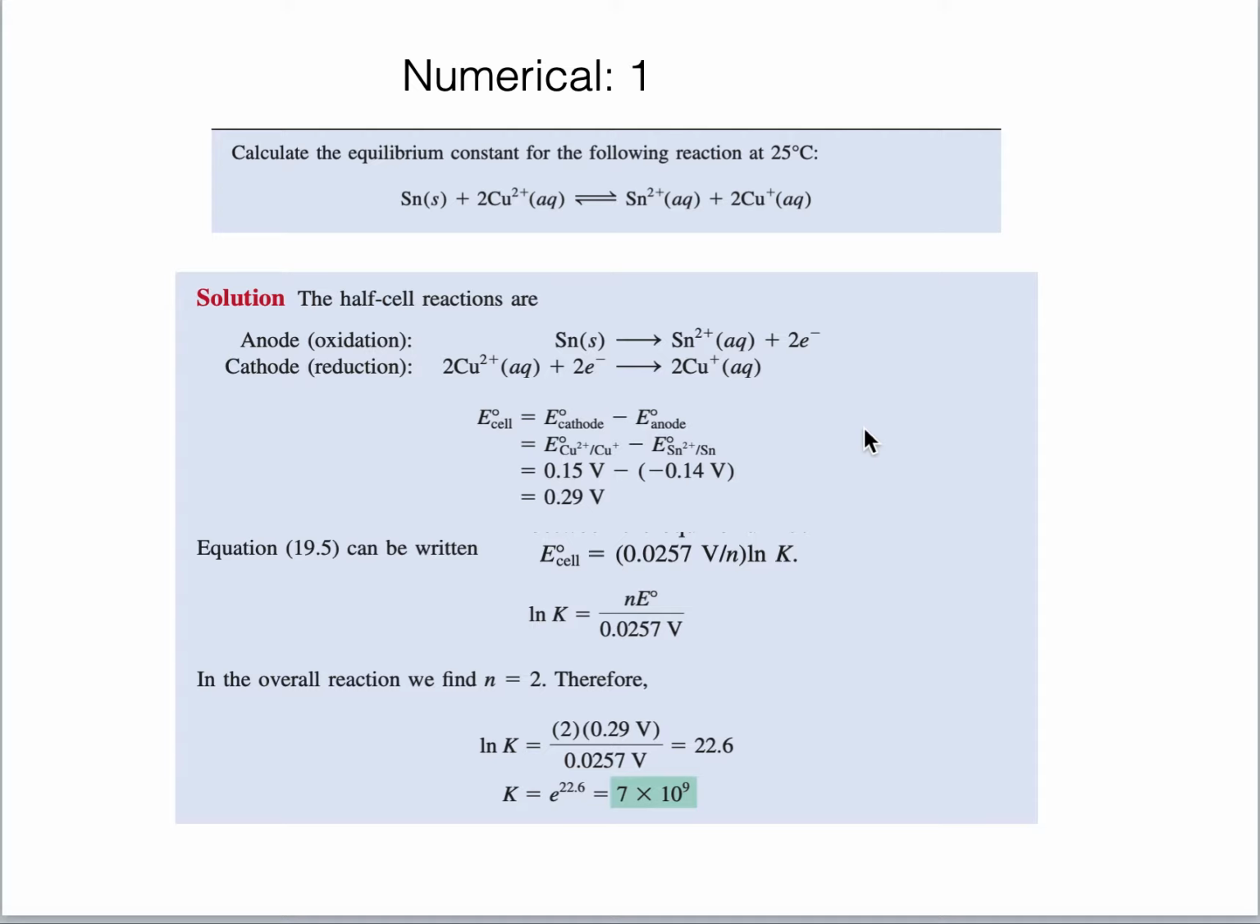Now we have to calculate the equilibrium constant, so we need to know the E cell. We have to look at the relation, or find a derivation, which relates E naught cell with the equilibrium constant, which is given here. E naught cell is equal to 0.0257 divided by n times natural log of K.